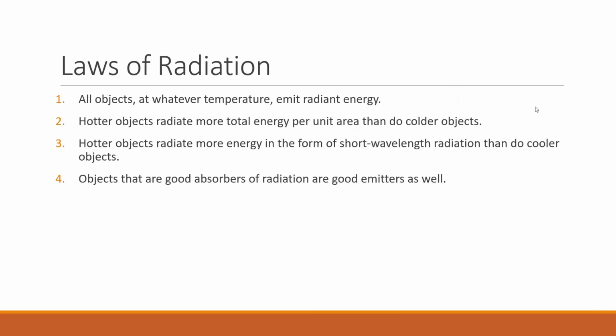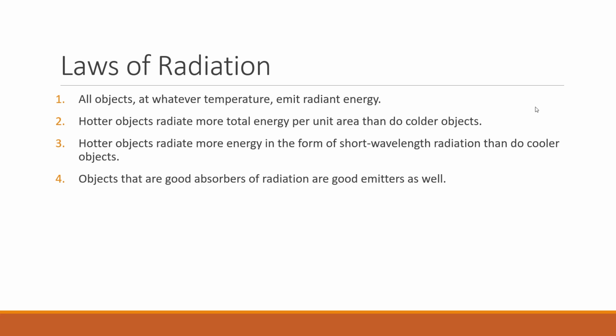So, laws of radiation: all objects at whatever temperature will emit radiant energy. Okay, makes sense. Hotter objects radiate more total energy per unit area than do colder objects. Also makes sense. If it's hot, it has more energy. Hotter objects radiate more energy in the form of short wavelength radiation than do cooler objects. Okay, hotter objects have shorter wavelength energy, which is higher energy. Makes sense. Hotter objects will be more towards the violet end of the spectrum.